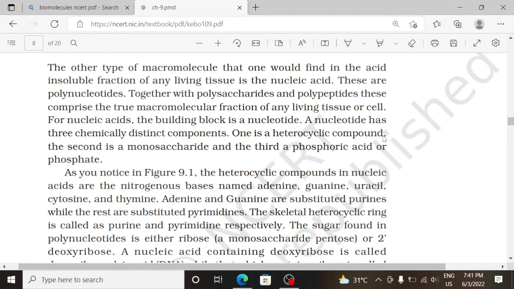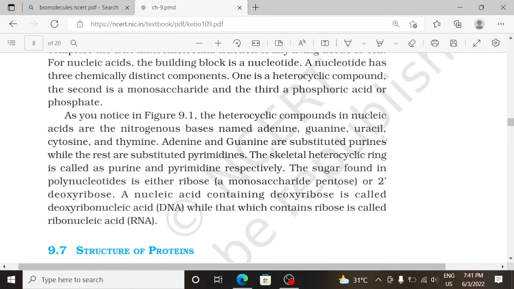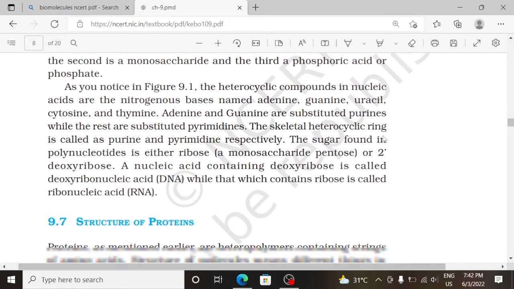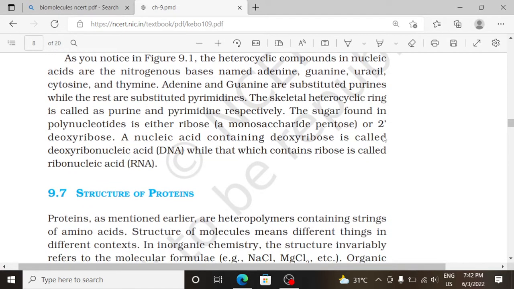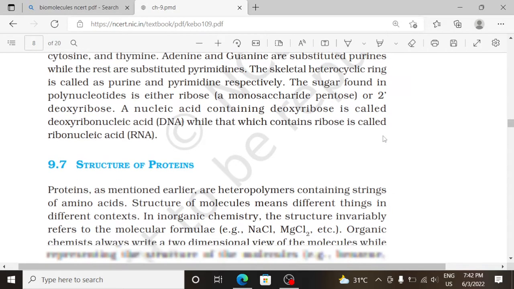As you notice in the figure, the heterocyclic compounds in nucleic acids are nitrogenous bases named adenine, guanine, uracil, cytosine and thymine. Adenine and guanine are substituted purines while the rest are substituted pyrimidines. The skeletal heterocyclic rings are called purine and pyrimidine respectively. The sugar found in polynucleotides is either ribose, a monosaccharide pentose, or 2-deoxyribose. A nucleic acid containing deoxyribose is called deoxyribonucleic acid, that is DNA, while that which contains ribose is called ribonucleic acid, RNA.